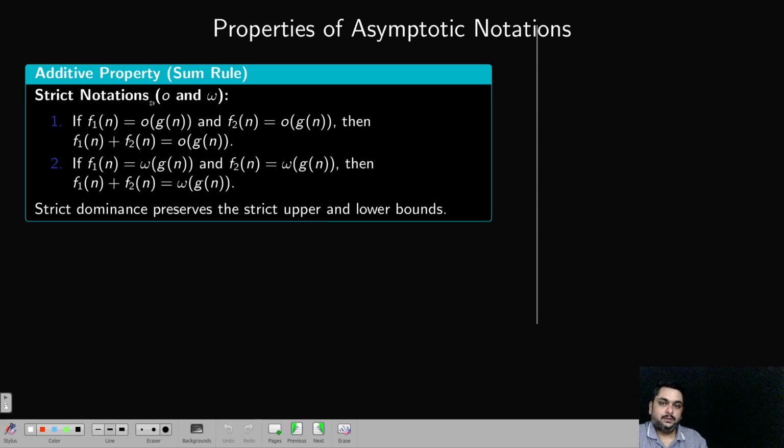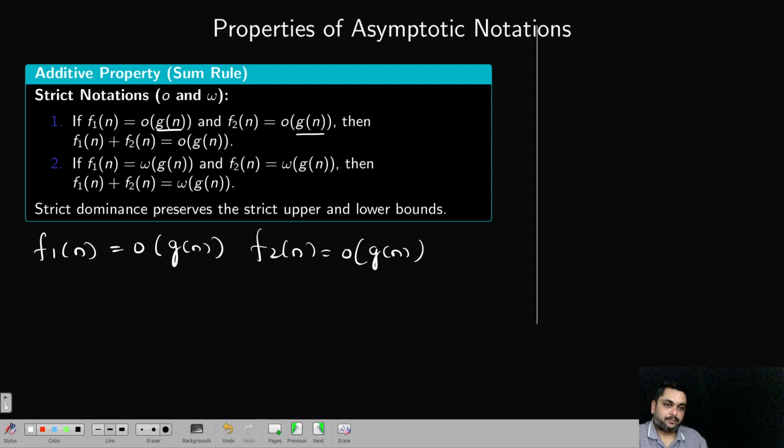Also, for strict notations, if these two functions are the same, here f1 of n equals little o of g of n, and f2 of n is equal to little o of g of n. Okay, g of n remains the same. So when I add them, it is again the same concept: maximum of these two. When the function is the same, the maximum of the same function gives the same. So hence it is true.